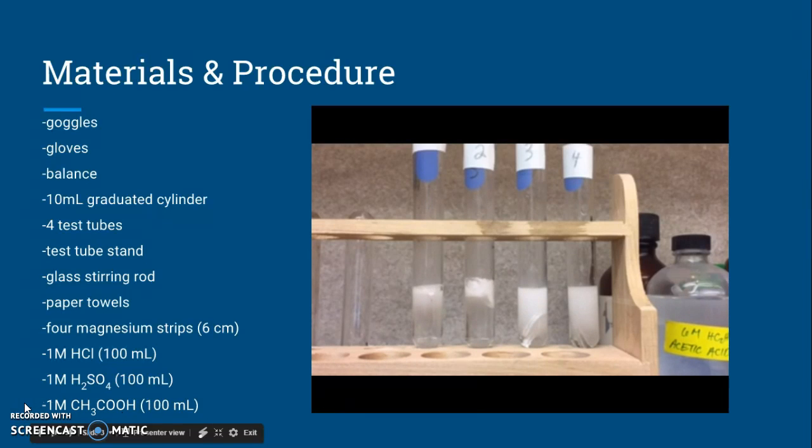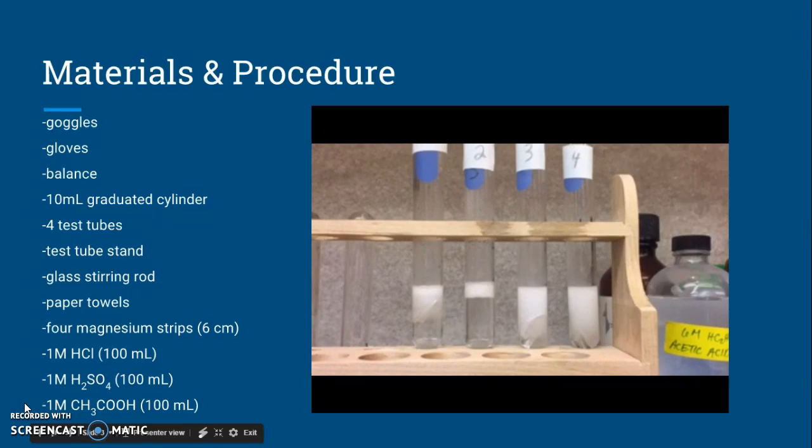We measured 6 milliliters of each acid, 1 molar, in 4 graduated cylinders and placed each acid in a separate test tube. Then we labeled the first test tube as hydrochloric acid, number 1, the second as sulfuric acid, number 2, the third as acetic acid, number 3, and the fourth as nitric acid, number 4.